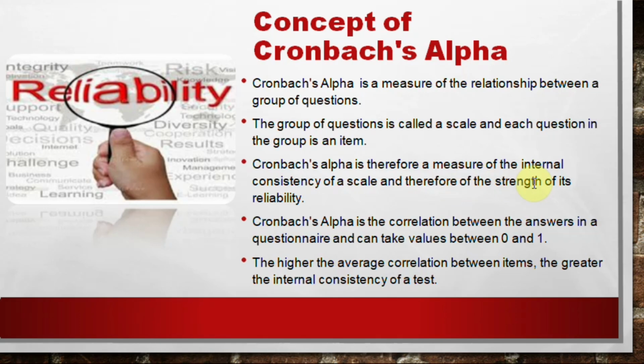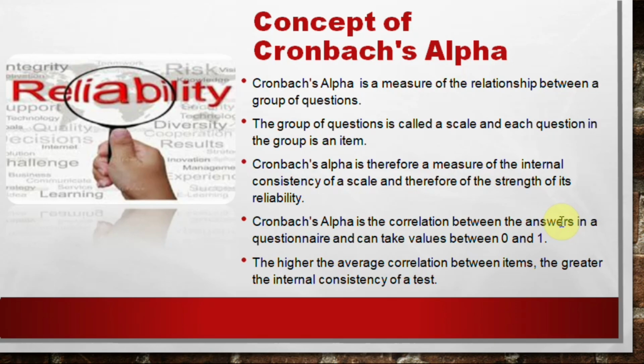It is basically the correlation in the answers that people are giving to your questionnaire. And it ranges between 0 and 1, like probability. If probability is 1, then it means that thing is sure. If probability is 0, it means that thing will never happen. So the higher the alpha level, the more reliable. The closer it is to 1, the more reliable your result. The closer it is to 0, the less reliable your result is.